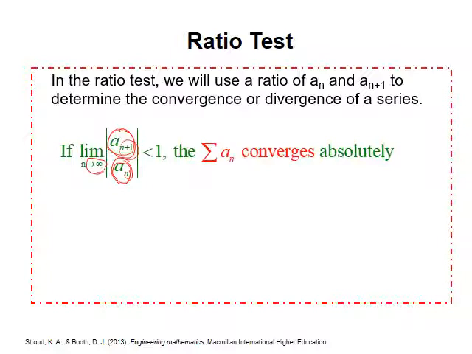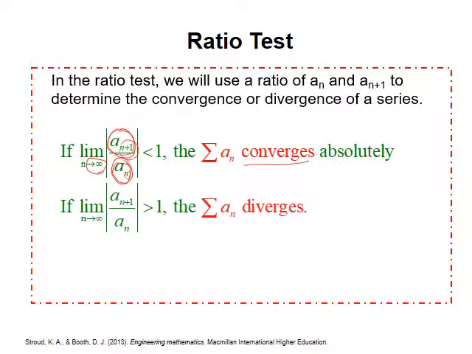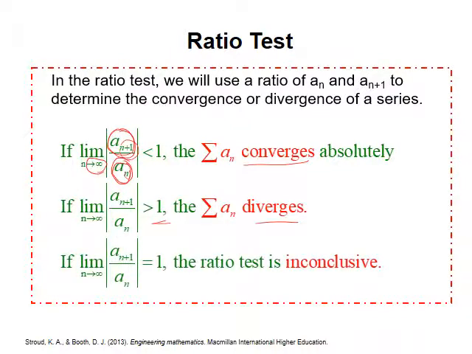If the value is lower than 1, we call it convergence, absolute convergence. If the value is greater than 1, we call it divergence. But if the value equals 1, then this is inconclusive. It means the ratio test failed to determine if the series is convergent or divergent. I need to look for another method to determine convergence or divergence of the series.